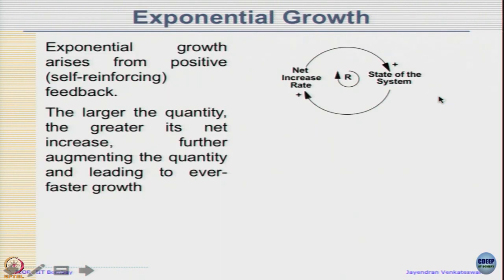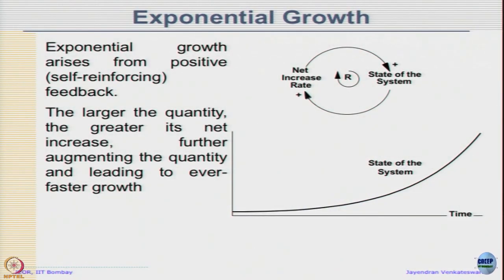Let us quickly look at it. Exponential growth means there is a positive self-reinforcing feedback in the system. The state of the system is there, and there is a net increase in the system, which contributes to the state of the system, which again contributes to the net increase rate. They feed each other until they cause exponential growth. A simple example is a bank account, where interest keeps adding to the account and every year it accumulates. Though the amount may be small, if we leave it for 100 years, we get a really large amount of money. That is exponential growth.